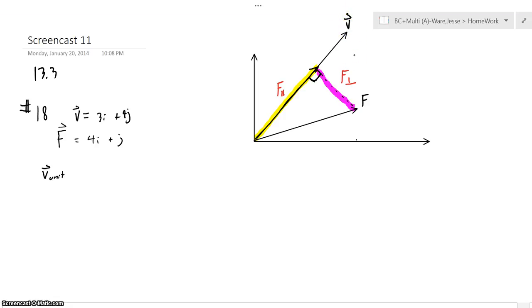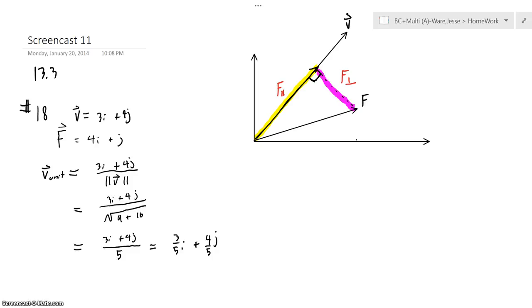The first thing we need to do is turn vector v into a unit vector, which we'll use later down the road, but I like to do it first because it's the easiest bit. We find the unit vector by dividing the original vector, which is in this case 3i plus 4j, by the magnitude of the vector itself, which can be calculated using the Pythagorean theorem. You can see here the progression.